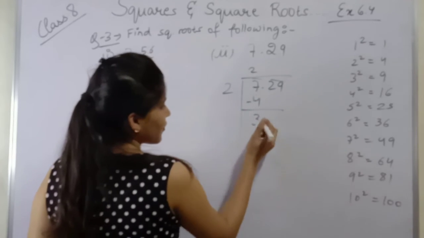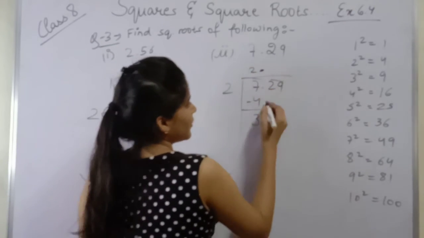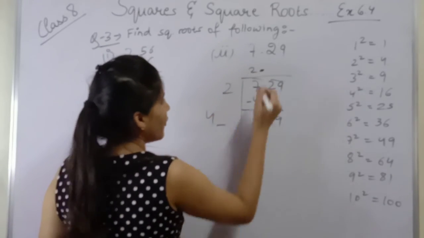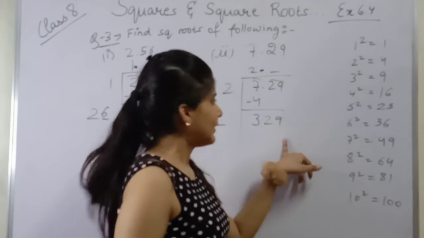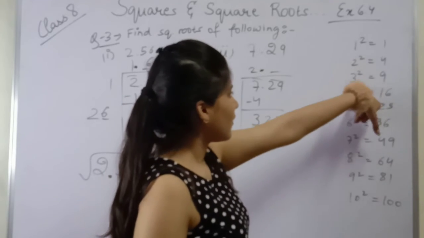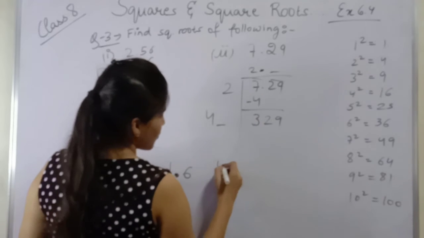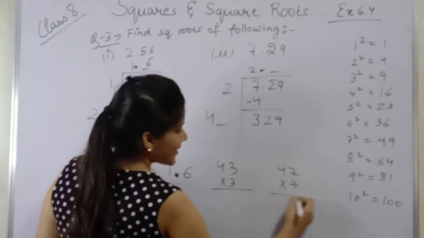3 बचा, ठीक है। 7 minus 4 is 3. Point as it is ऊपर आ जाएगा, so 29. Now 2 plus 2 is 4. Now we have to find the missing one. So here we have 9, and 9 means either it will be 3 or it will be 7. So 43 into 3 or 47 into 7.